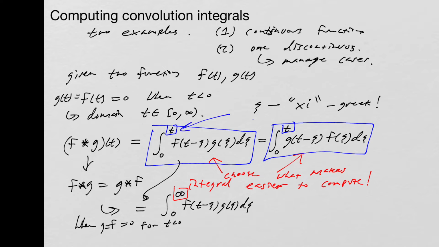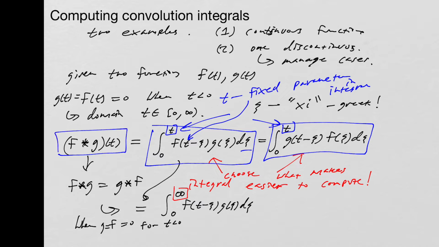What's really important is that we can think of t as a fixed parameter in the integral. It also shows up here as a fixed parameter. We're integrating over xi. t is just a fixed value. The function that we define from it will be defined for every different fixed t value that we choose. But in terms of the actual integration process, we have to think of t as a fixed value that we don't mess with.